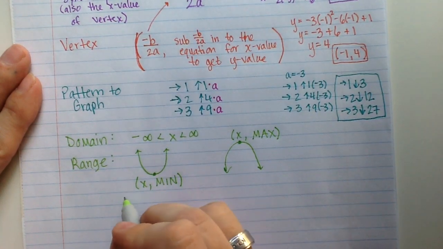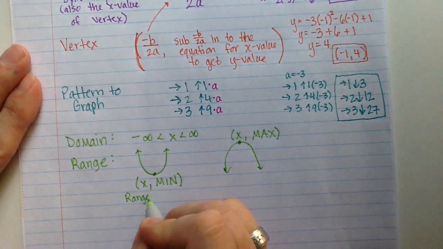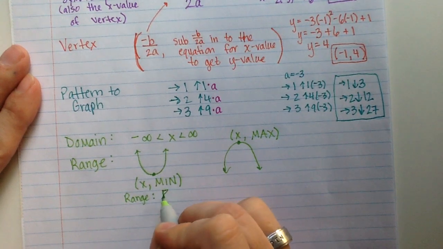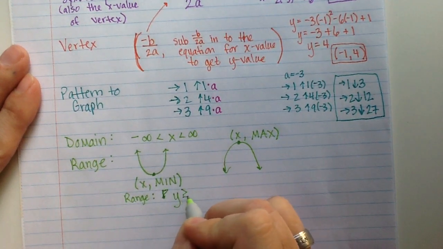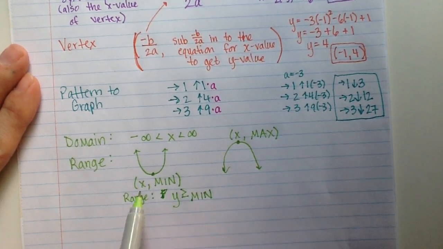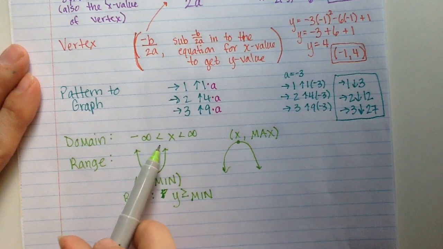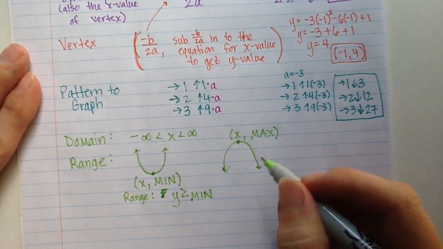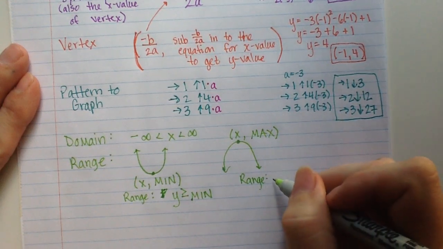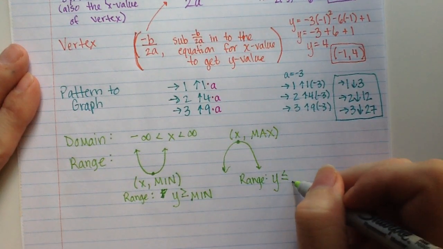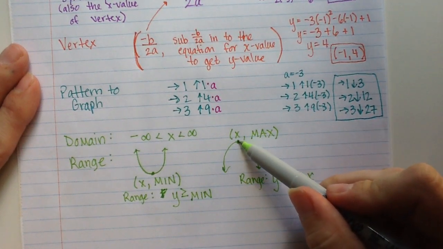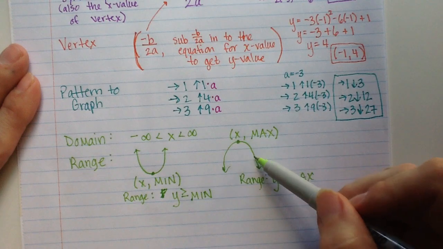So if your parabola opens up, then the range is going to be that y is greater than or equal to whatever your minimum value is, because all of the y values are either that number or higher. If your parabola opens down, then the range is going to be that the y values are less than or equal to whatever your maximum value is, because that's the highest y, and all the other y values are lower than that.